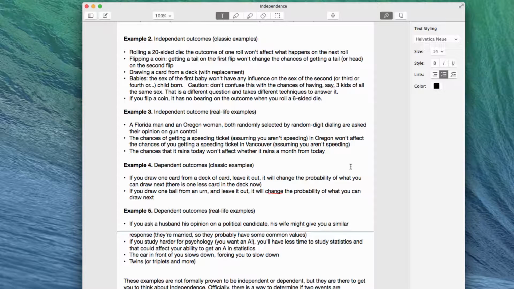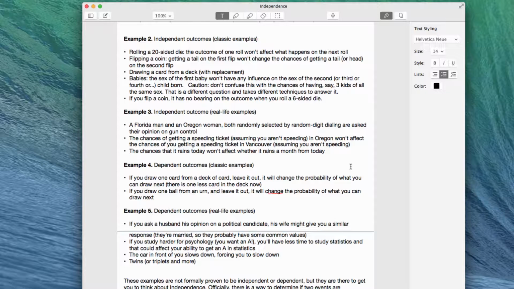If it rains today, it won't affect whether it rains a month from today. It's far enough away that today's weather is not going to affect what happens in a month. Now, today's weather might have an influence on tomorrow's weather. Let's say the clouds stick around or the sun sticks around. But that far out, it's more or less independent.